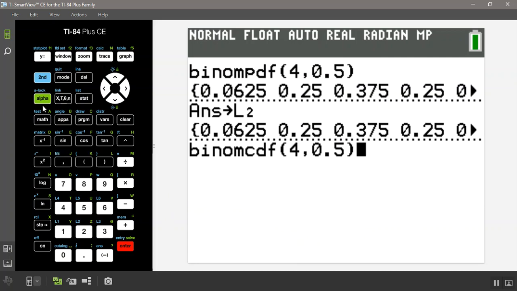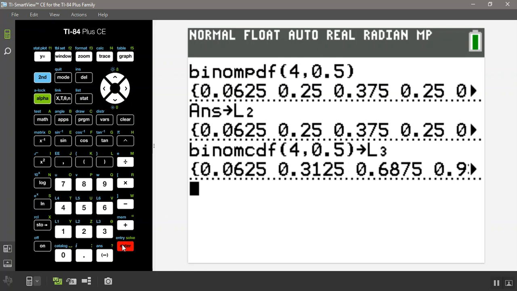And I know that I want to store this in L3 right now. So I'm actually going to hit store, L3. You don't have to store if you don't want to. You could just press enter. But I'm going to store it because I want to see it in that column. So if you know you want it to be stored, you can press store, which is over near the 1 button, and tell it what column. I'm going to tell it L3 and press enter.